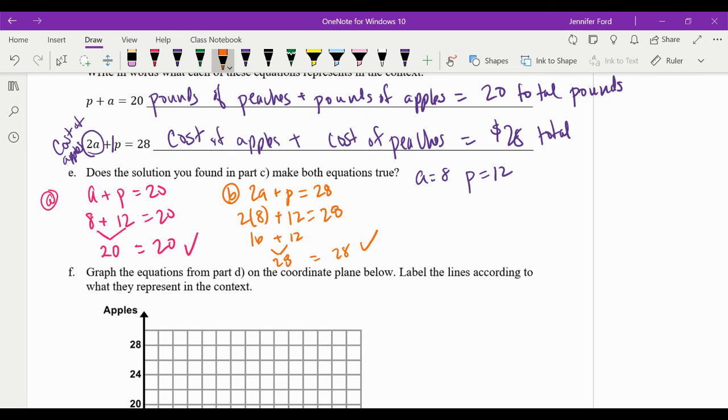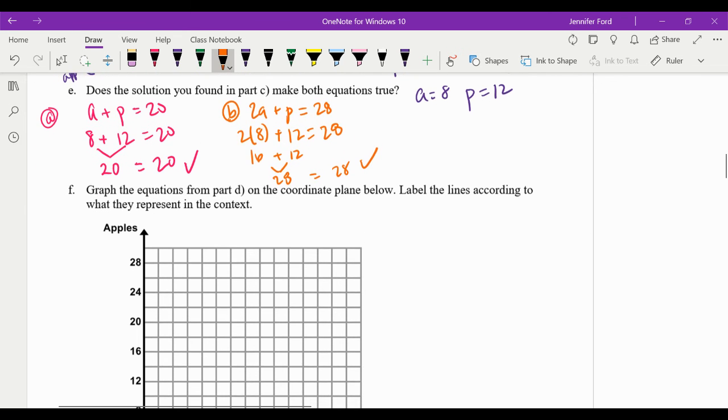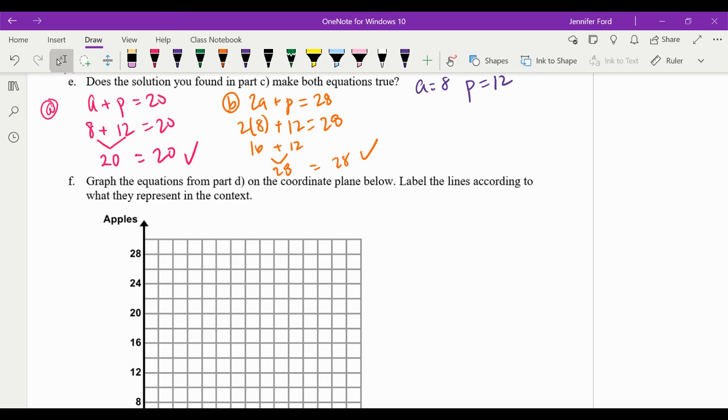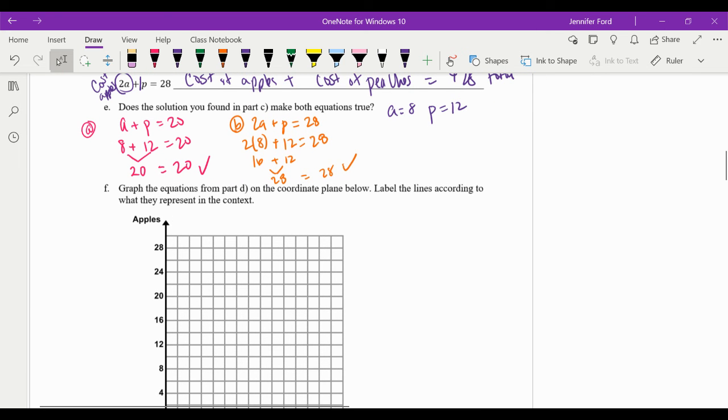Graph the equations from part D on the coordinate plane below. Label the lines according to the graph they represent in context. I've already graphed these equations a couple times, so I know what the graphs are going to look like. If I hadn't done that, I would probably do this. I would use the intercept strategy.